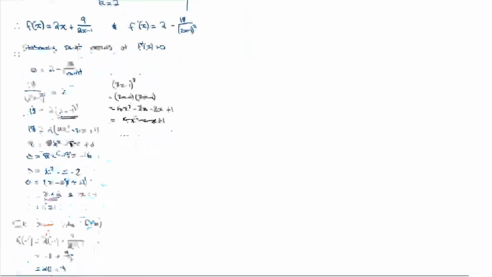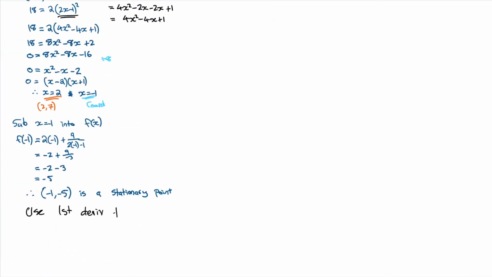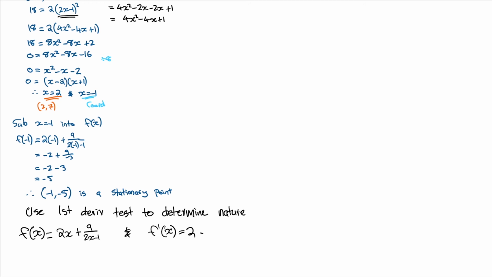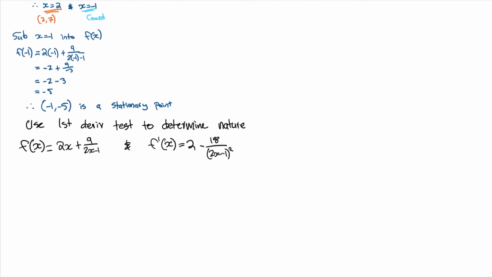So I'm going to again use the first derivative test. And we know we've got the function f of x is equal to 2x plus 9 on 2x minus 1, and we've got our derivative function. It's always nice to just write them down again and remind yourself. You've got 2. And I'm just going to write up a slope table again.